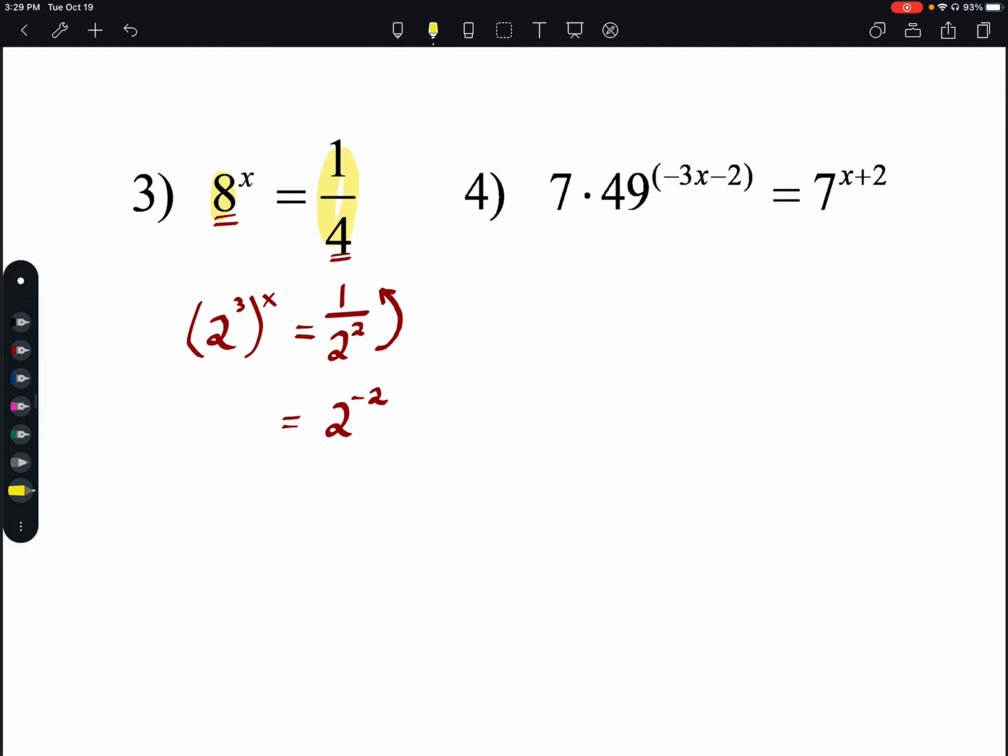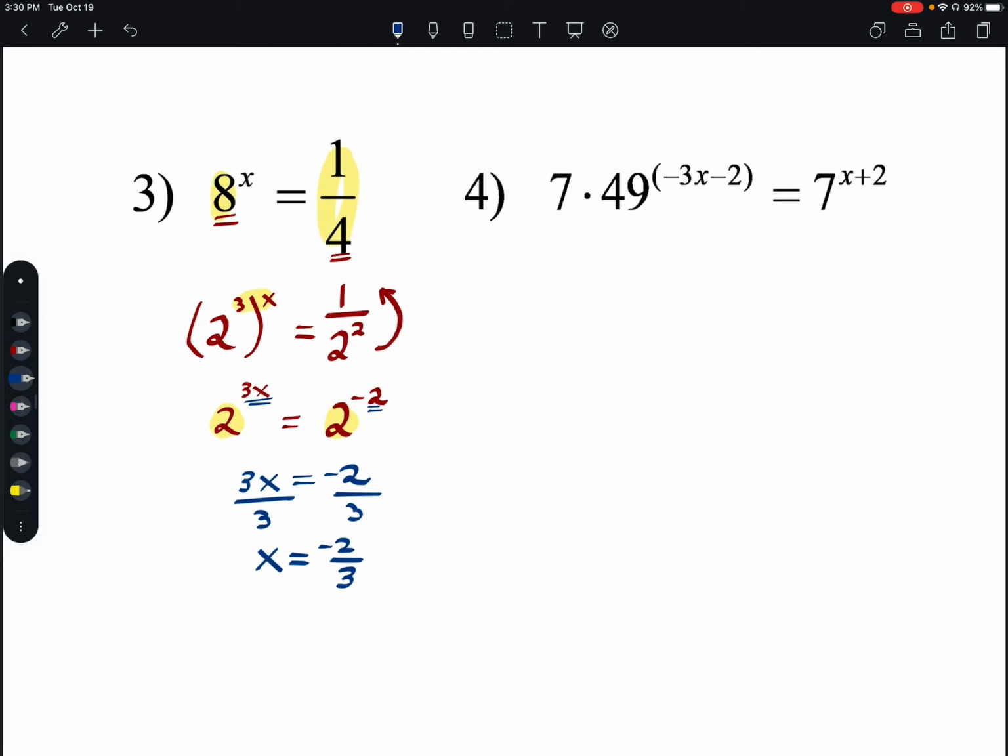Okay, and then think about applying your exponent property here, right? 2 to the 3rd to the power of x would be 2 to the power of 3x. And now that our bases are the same, we are just going to use our exponents here to solve. We're going to say 3x is equal to negative 2. We'll divide each side by 3. And x is going to equal negative 2/3.